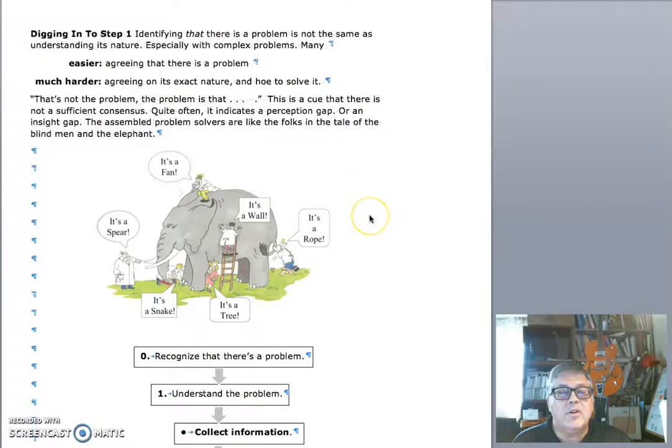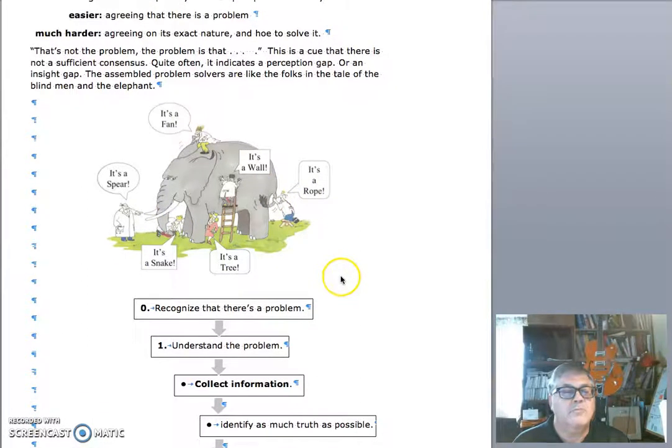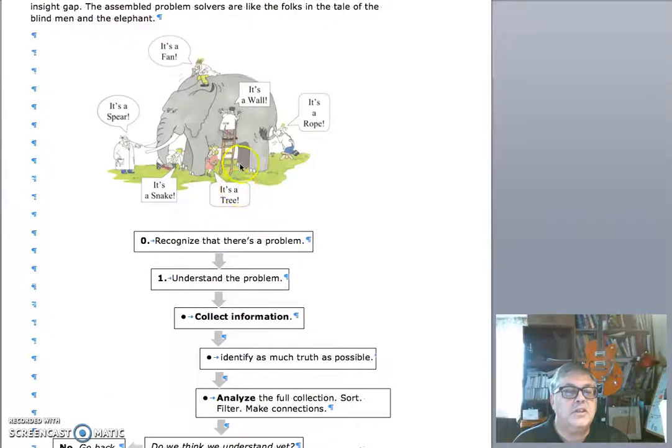And you can think of it as those assembled problem solvers are like the folks in the story of the blind men and the elephant. Here's our little cartoon here. In other words, there are people who have their fingers on different parts of the problem, represented by the elephant. And based on what each person is seeing, they have a different view of what it is. Okay, so the problem here that you can see in the cartoon is no one sees the whole elephant.